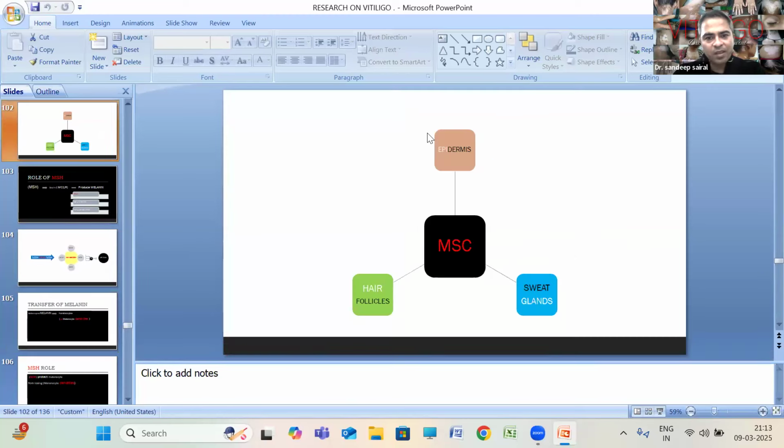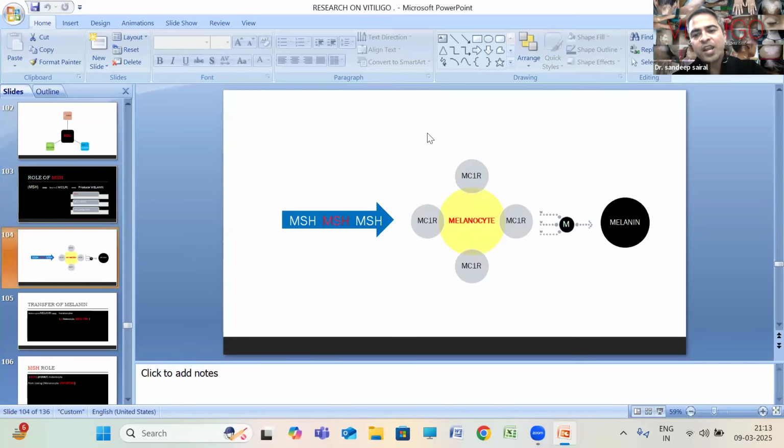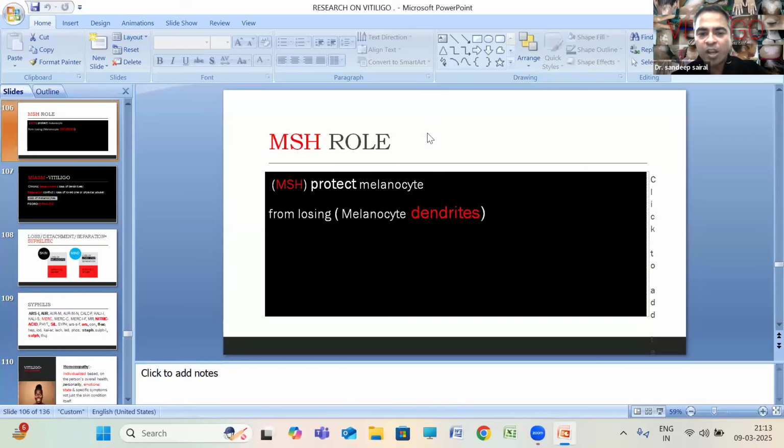Now, I have discussed that melanocyte stem cells are linked with the epidermis, hair follicle, and sweat gland. The role of the melanocyte stimulating hormone is to bind these receptors, stimulate the melanocytes and produce melanin. When the melanin is formed, it is transferred to the keratinocytes to protect them. For that purpose, they require melanocyte dendrites. The role of the melanocyte stimulating hormone is to protect your melanocyte dendrites also.